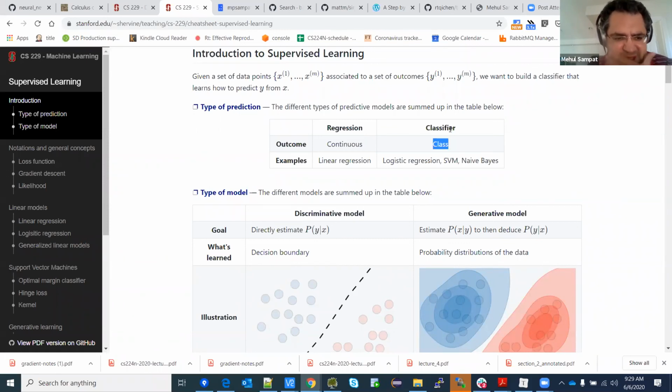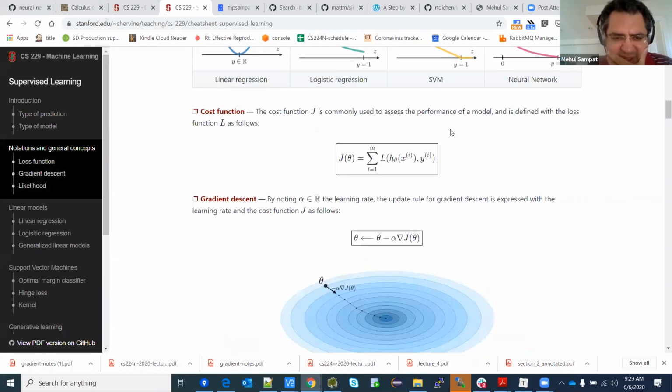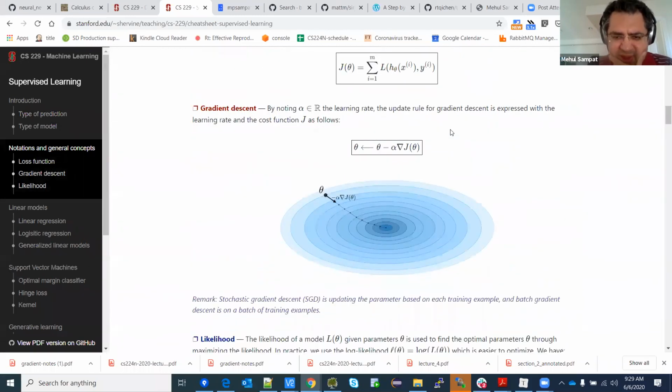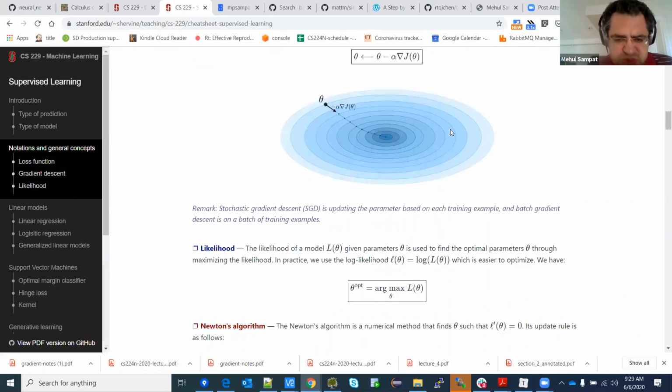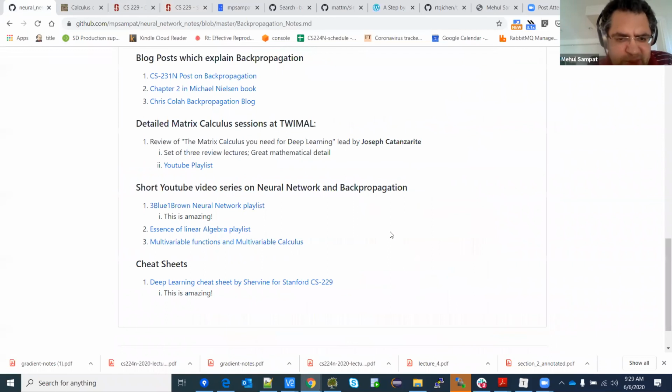So this was great. Did I miss anything? Let me see. So he has this entire set of cheat sheets. They're all meant for 229. I haven't looked, I couldn't find the lecture material for that. Maybe I just ran out of time.